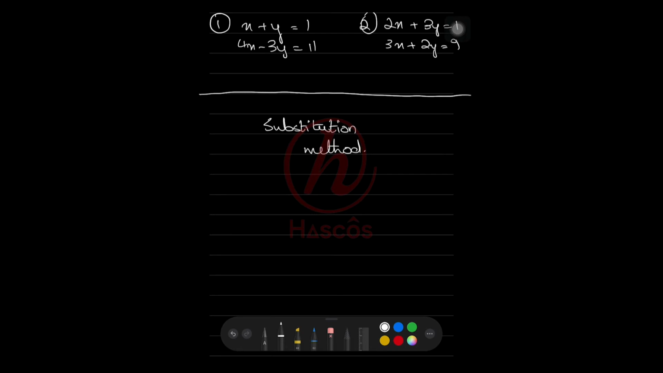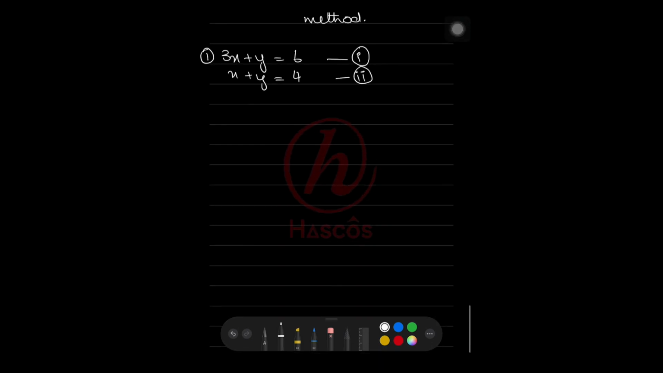Now let's take an example of a pair of simultaneous equations once again. Equation number 1 is 3x plus y equals 6, and equation number 2 is x plus y equals 4. Now we're going to solve this question using the substitution method.